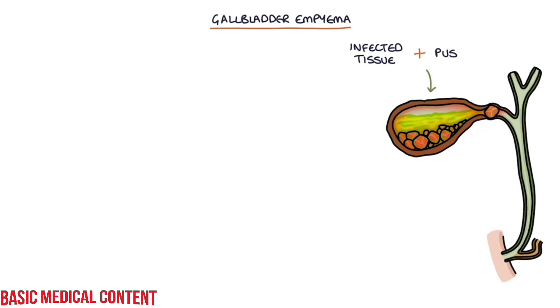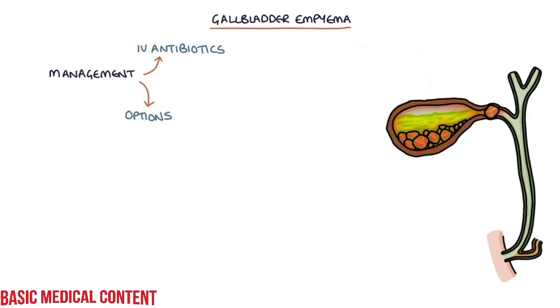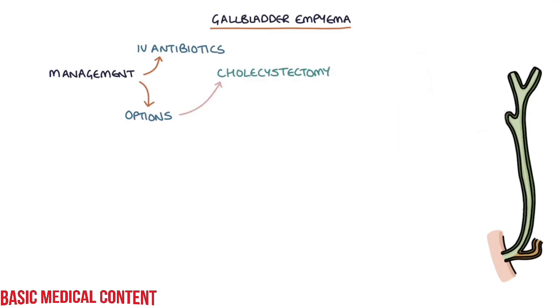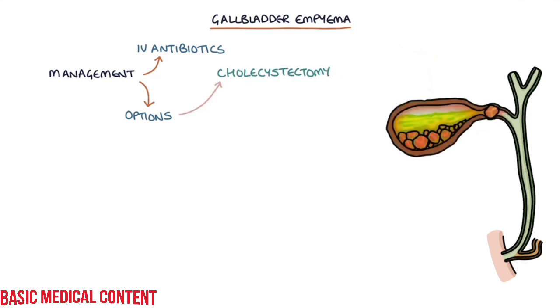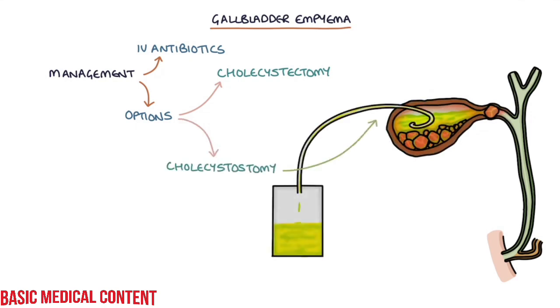Finally, let's talk about gallbladder empyema. Gallbladder empyema refers to infected tissue and pus collecting in the gallbladder. Management involves IV antibiotics and one of 2 main options: either cholecystectomy with removal of the gallbladder or cholecystostomy with insertion of a drain into the gallbladder to allow the infected material to drain away.